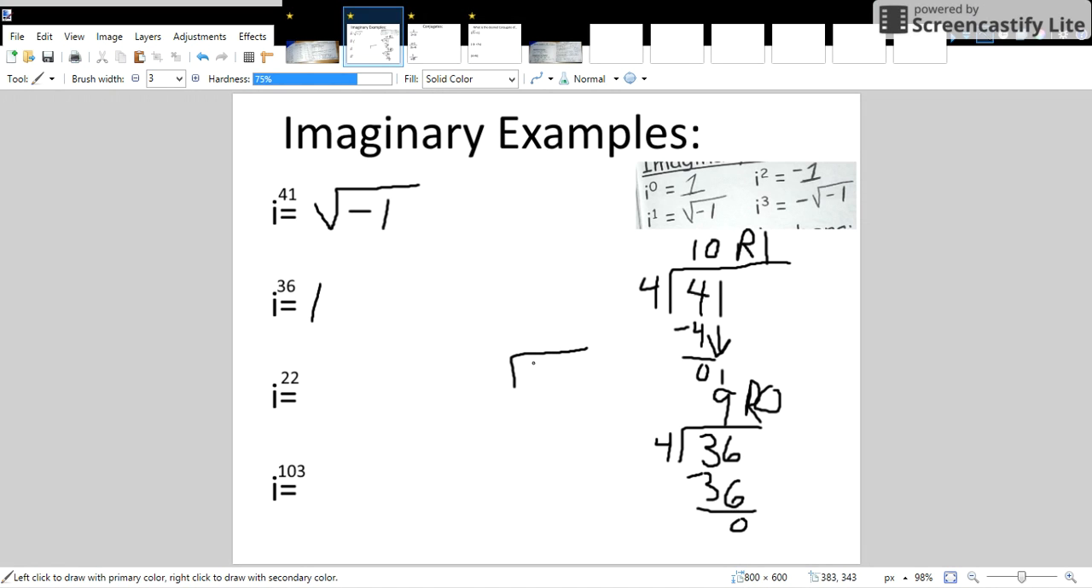Okay, so we set it up. On the inside we have 22. On the outside we have a 4. 4 goes into 22 5 times. 5 times 4 is 20. So 22 minus 20 is 2. Instead of adding a decimal, we just have a remainder of 2. So which one has a 2? It's i squared, and that's a -1. So -1 will be our answer. Okay, now pause the video, see if you could do i to the 103rd power using long division.